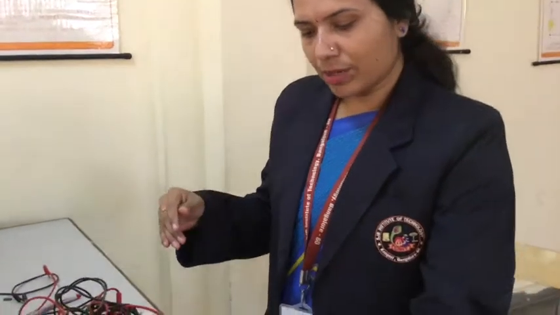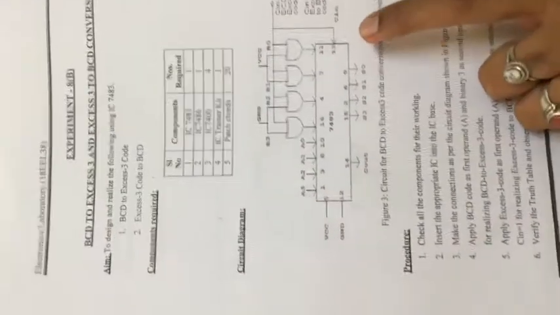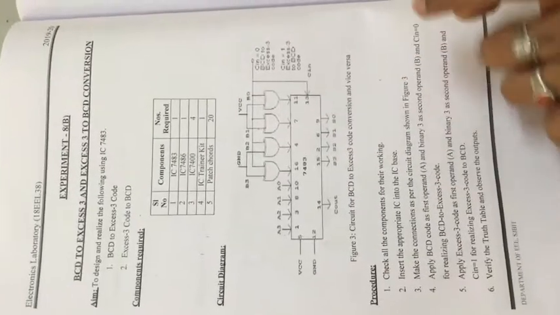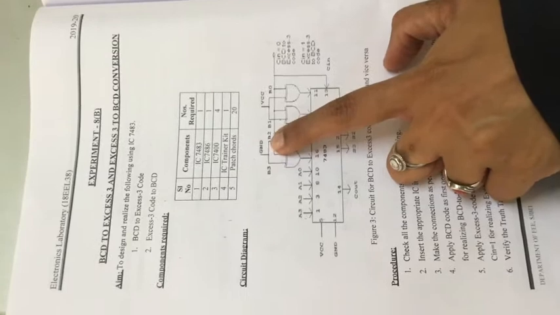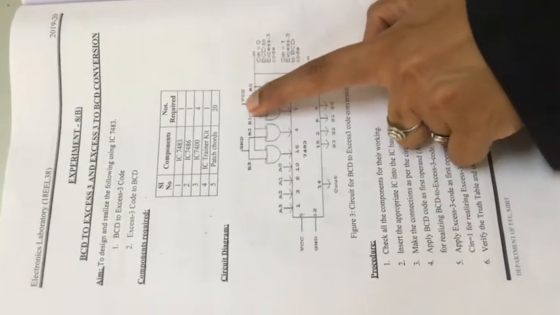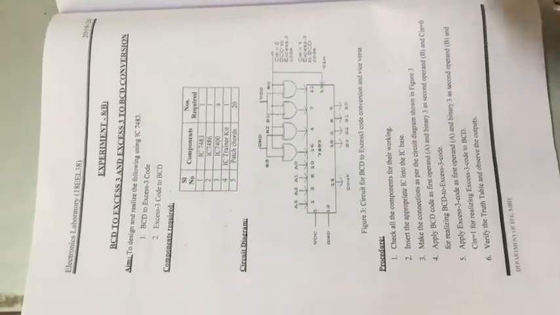So the circuit goes like this. Similarly, whatever we used for the parallel adder and subtractor, the same circuit is provided. I have shorted the higher bit of the two binary inputs and given it to ground, and I have shorted the lower bit of the two and given it to VCC. So this forms the binary to XS3 and XS3 to binary code conversion.